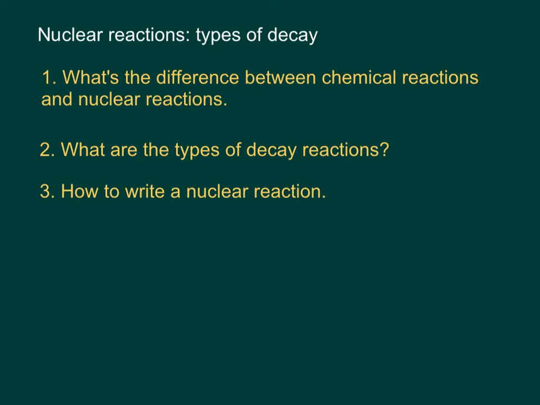In this tutorial, we are going to discuss nuclear reactions and specifically the types of decay reactions that can happen to the nucleus of radioactive isotopes. Okay, so the first thing we'll talk about is the difference between chemical reactions and nuclear reactions. Then we will talk about the types of decay. There are three. And then we will talk about how to write and balance a nuclear equation.